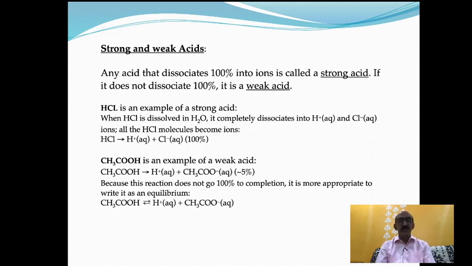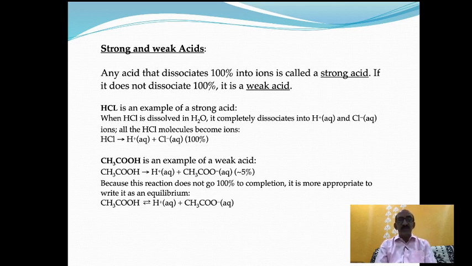For example, acetic acid is a weak acid. When acetic acid is dissolved in water, it dissociates to give H plus ion plus CH3COO minus ion, like a proton plus the anion, that is CH3COO minus, but it dissociates only about 5%. So, it is very little dissociated when dissolved in water. Therefore, it is called a weak acid.